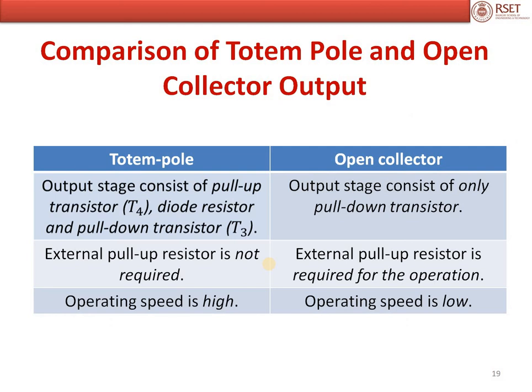This is a comparison of totem pole and open collector output. For totem pole, the output stage consists of 2 transistors T4 and T3, and in open collector, the output stage consists of only a pull down transistor. An external pull up resistor is not required in totem pole arrangement, but in open collector, an external pull up resistor is required. Operating speed is high in the case of totem pole arrangement, but in open collector, operating speed is low.